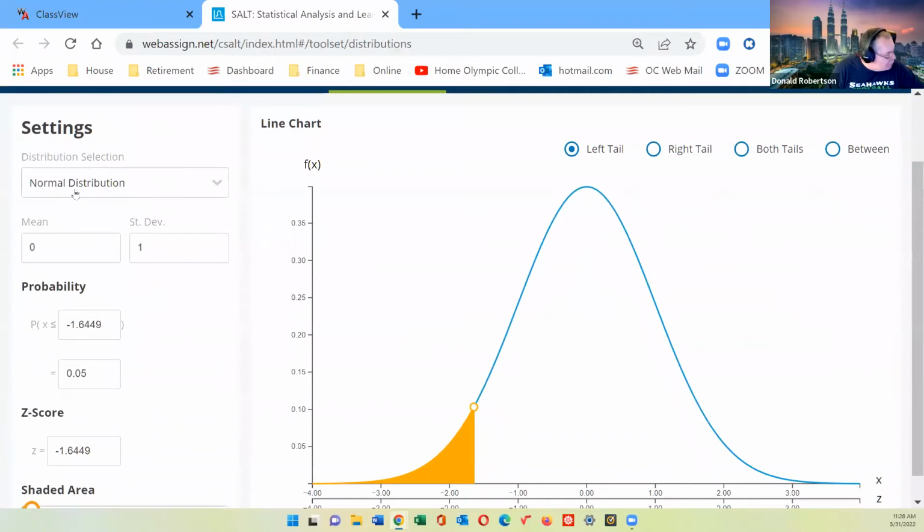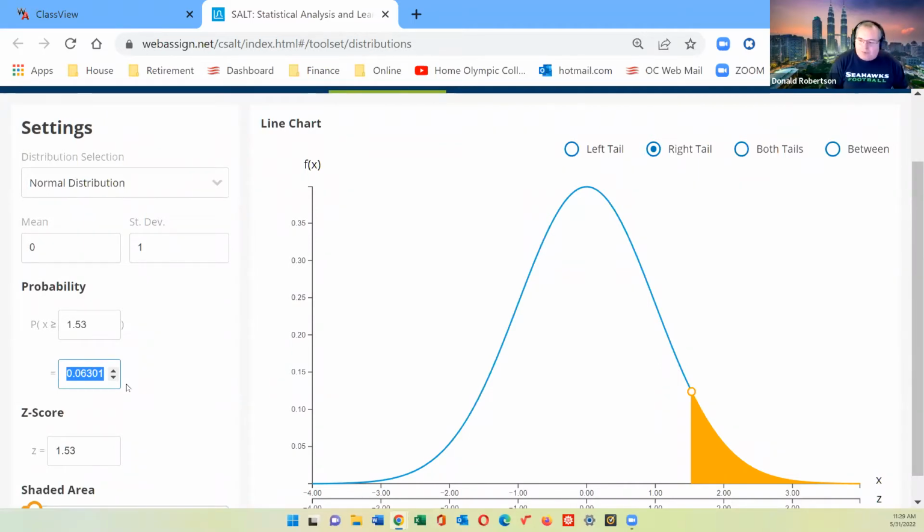Using Salt. Now, normal distribution, totally fine with that. I want to know the chances that I get a Z value greater than 1.53. So hit the right tail, that's for greater than. Keep those guys the same. Change this number to 1.53. And the answer you get is that number there. Do you see the guy at the bottom, 0.06? That's the p-value.